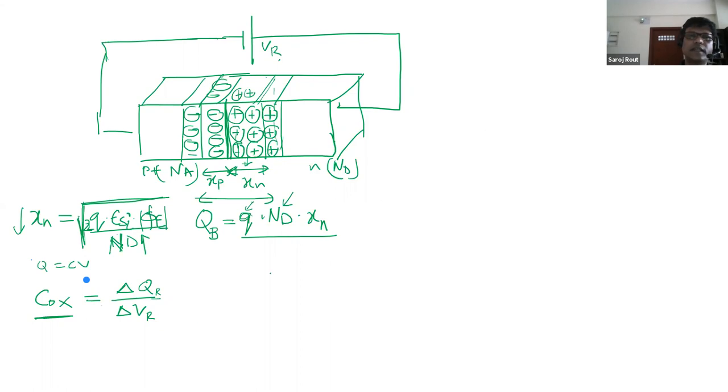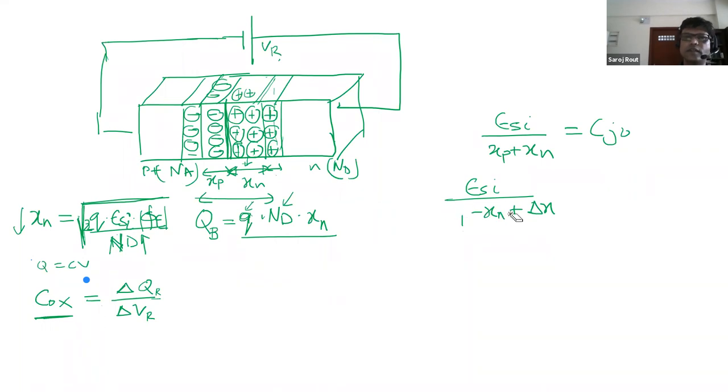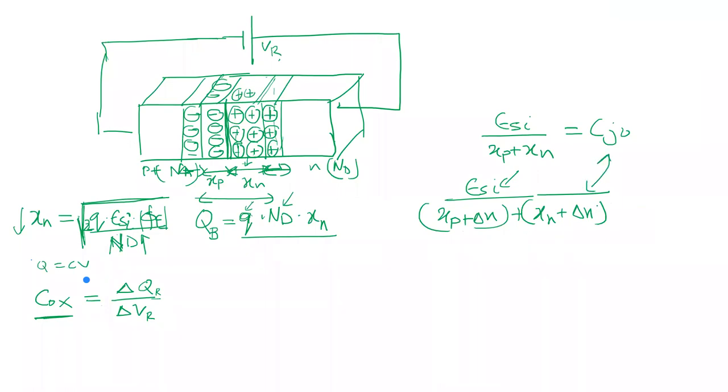So previously, let's say I had this capacitance, which was epsilon Si over (XP plus XN), right? This is when I started with CJ0. Let's call this CJ0, right? Now I applied a voltage. Obviously epsilon Si remains the same, but my distance has increased by some delta X, so it is XP plus delta X plus XN plus delta X, because this side increased by this amount and this side increased by this amount. Now the distance has increased. So is this a smaller cap compared to this or a higher cap? Smaller, right? So CJ is now smaller than CJ0.